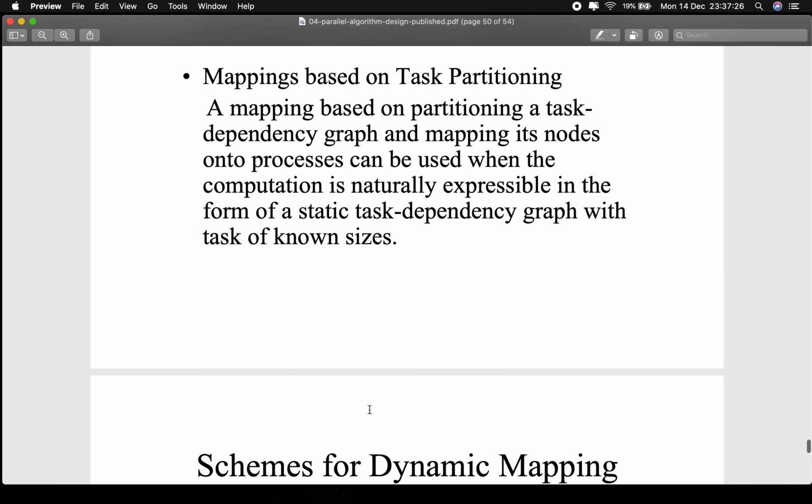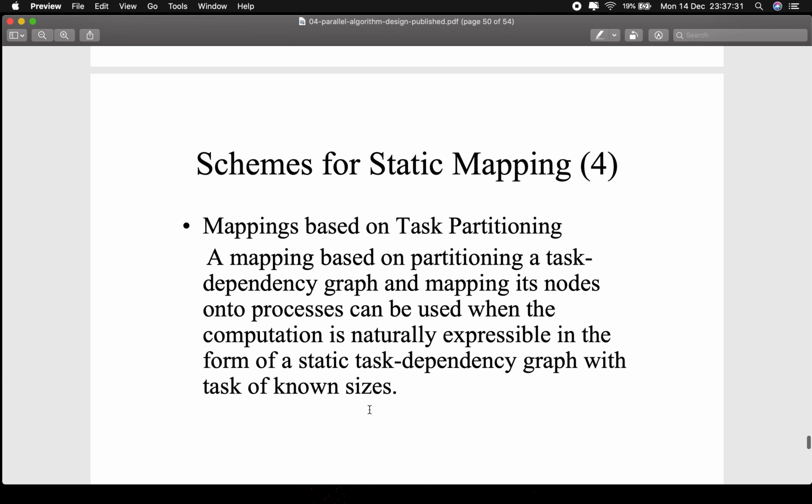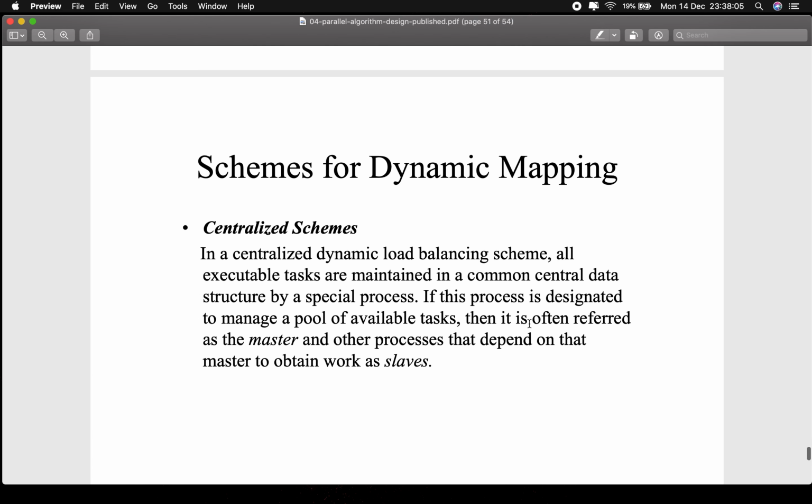And last one, before you go deeper into a scheme, you have mapping number 4, mapping based on task partitioning. A mapping based on partitioning tasks depends on the graph. This is the keyword, and it is also naturally expressible in the form of a static task dependency graph. So it is not dynamic but static, because we are still under static.